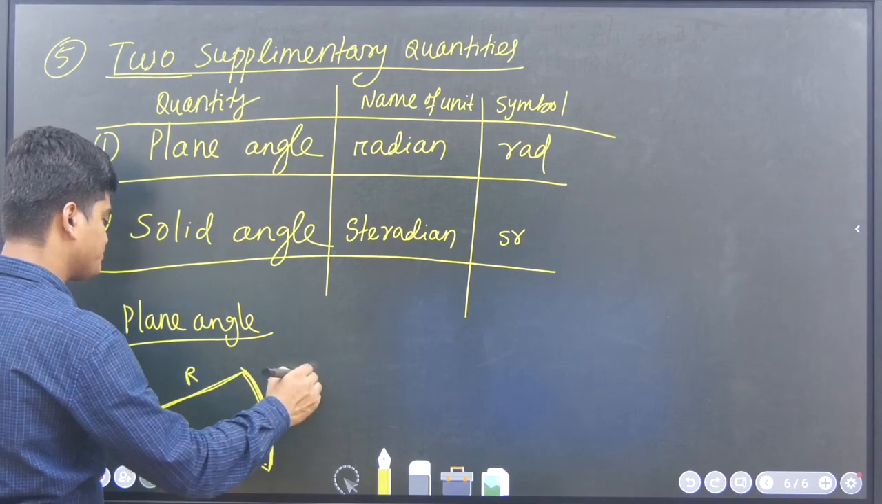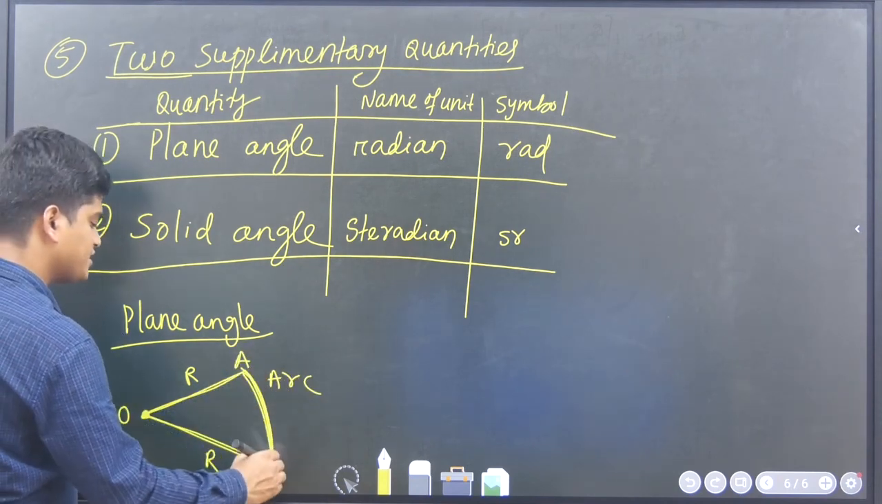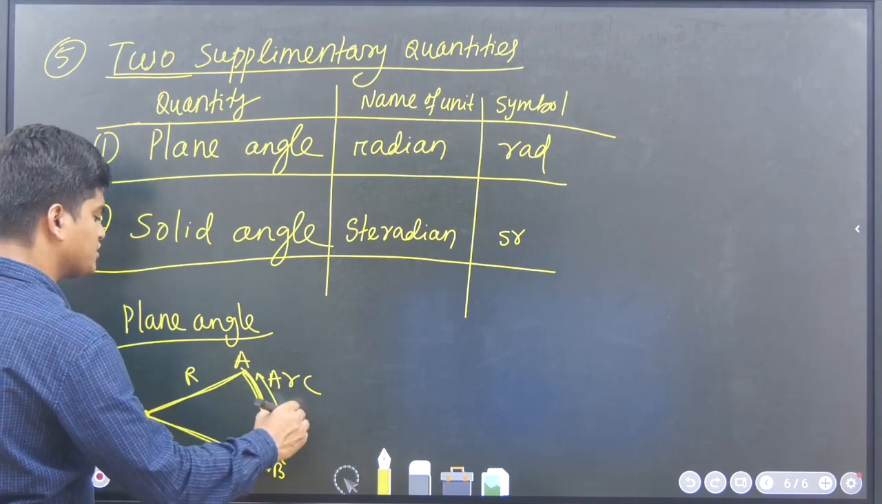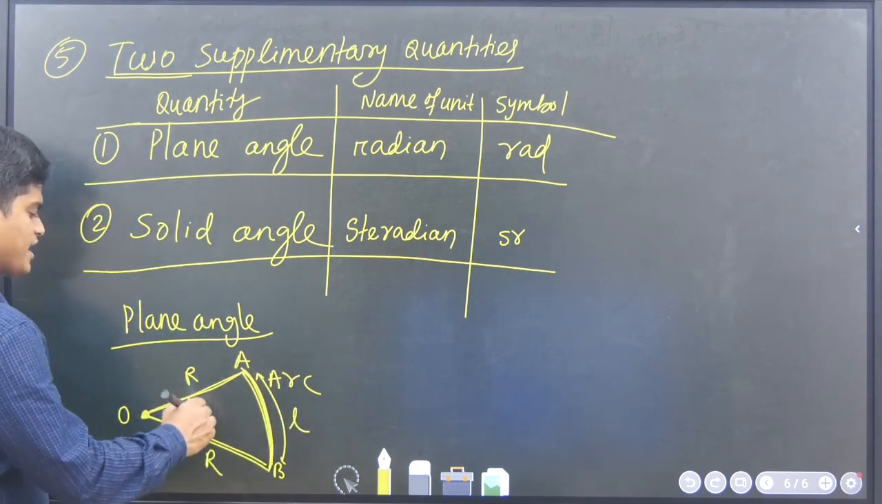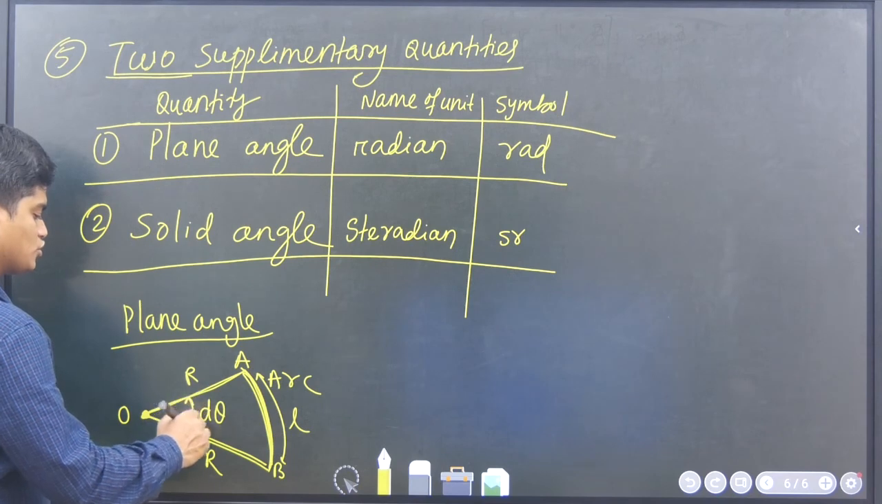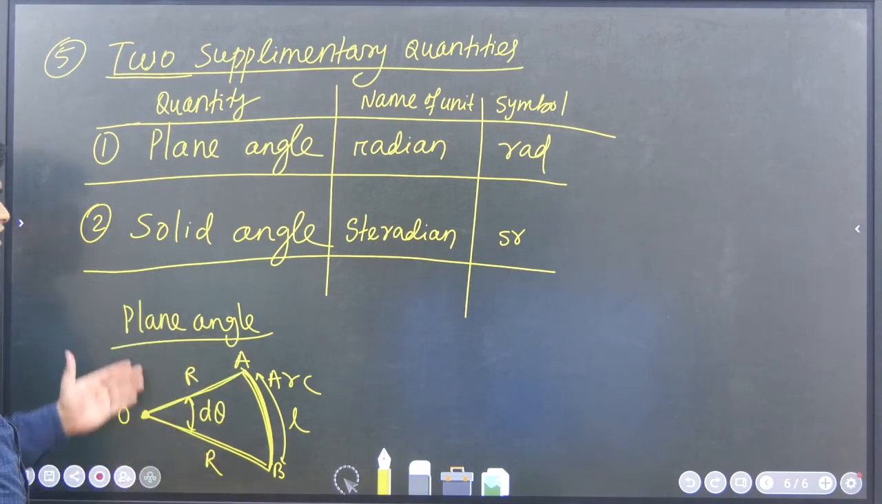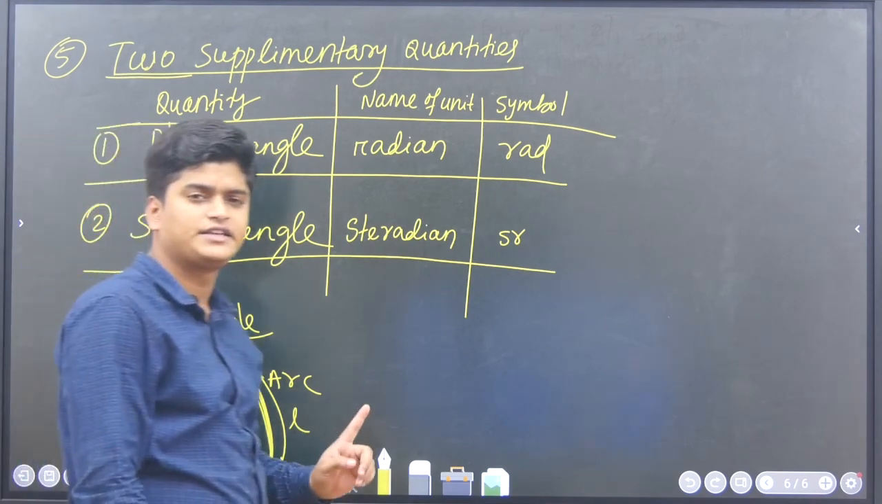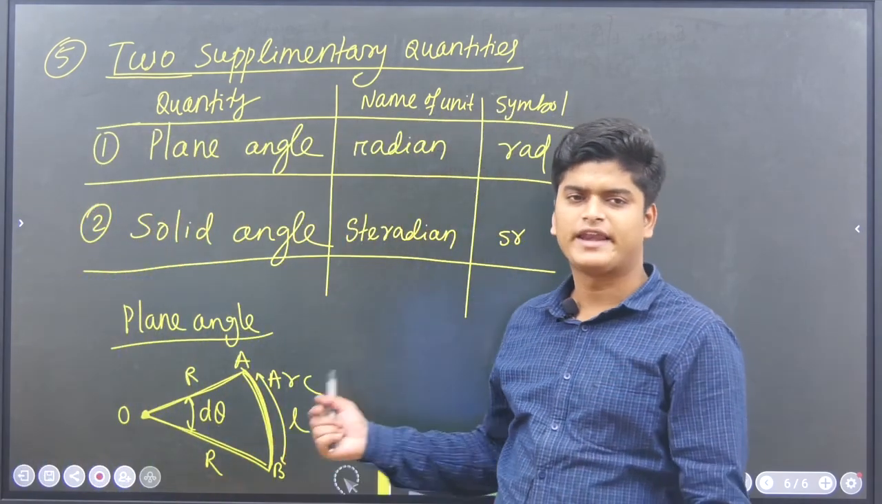This is called an arc, and let us name it arc AB. The length of this arc AB is L, and this angle we call d theta. This angle is made in a plane, so d theta is called a small plane angle.